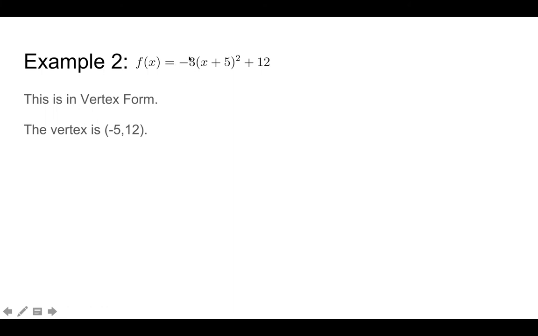We see right here, we have a negative a. So this graph is going to point down. This vertex will be the maximum point, and we're going to point down from there.